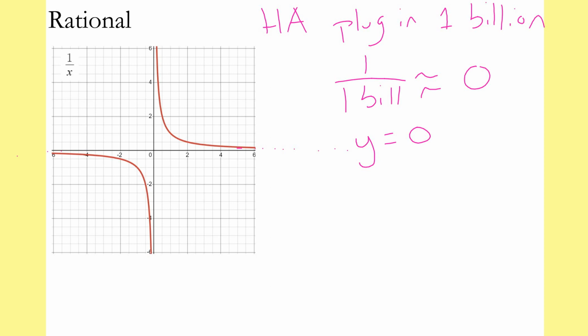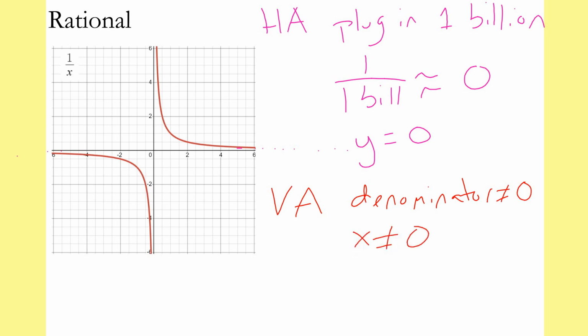All right. Again, we can trace it. If we want to do our vertical asymptote for a rational function, that's when we have our error, right? 1 over x, the denominator. So the denominator can't be 0. So x can't be 0. So your vertical asymptote is at x equals 0.